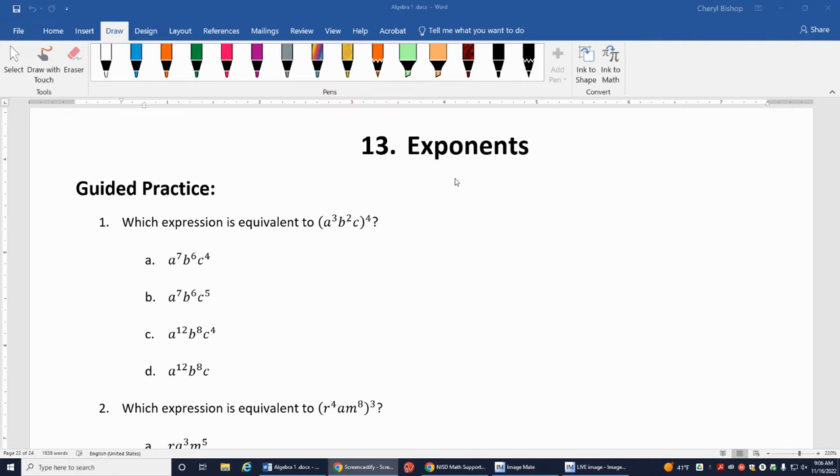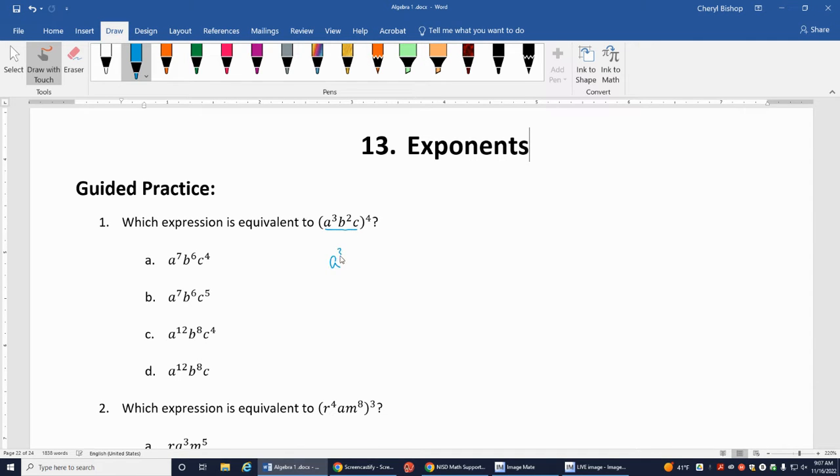All right, so in this lesson, we're going to be looking at exponents. Our first practice problem is: which expression is equivalent to a cubed b squared c, raised to the fourth power? So remember, if you forget the rule, when you're raising to the fourth power, that means you're taking everything that's inside and multiplying it by itself 4 times.